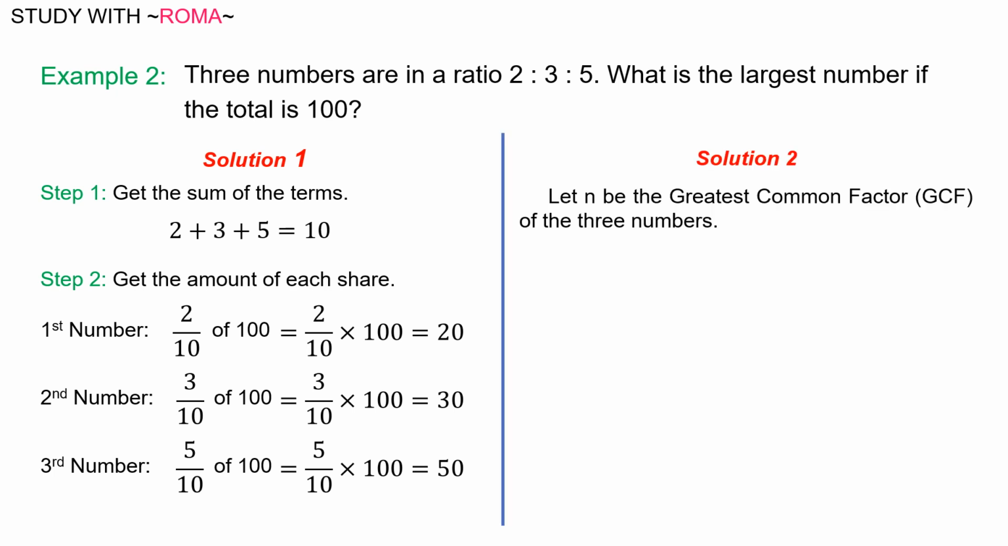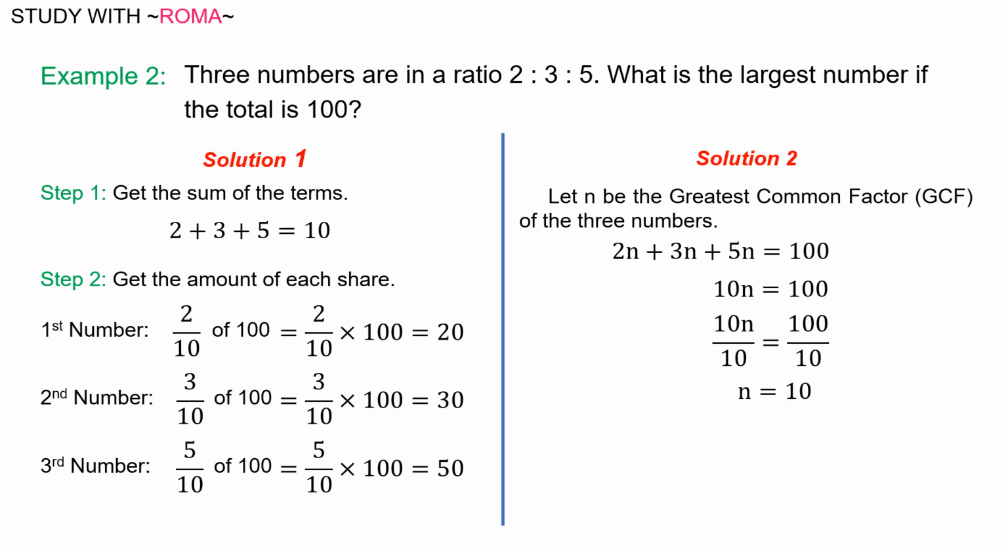For our second solution, let n be the greatest common factor of the 3 numbers. And then we will have 2n plus 3n plus 5n equals 100, which is the total. And then we will simplify this. So 10n equals 100. Solve for n, divide both sides by 10. N is equal to 10.